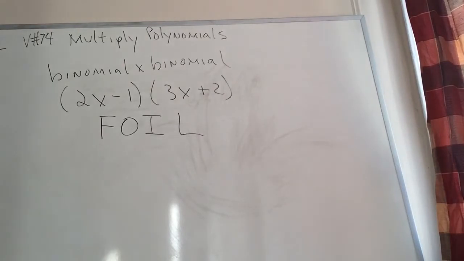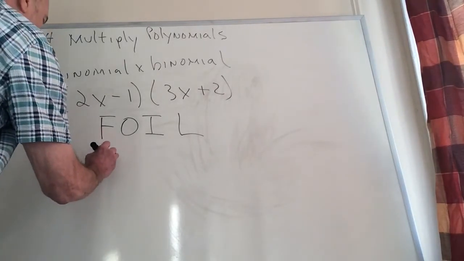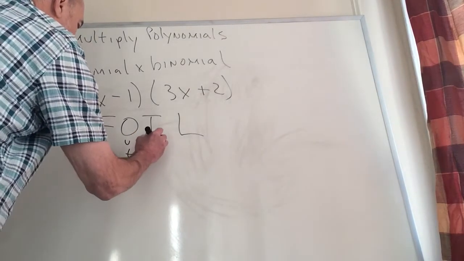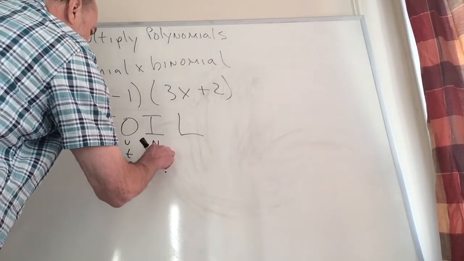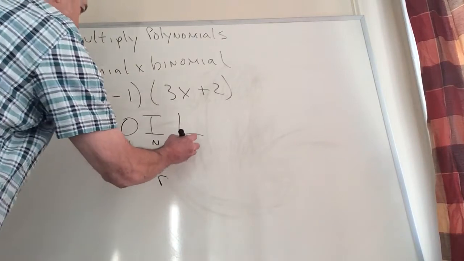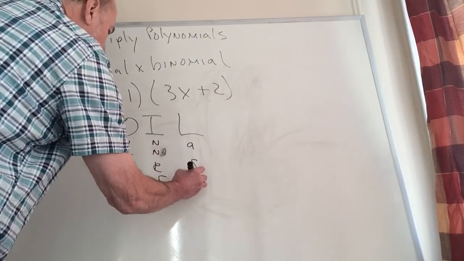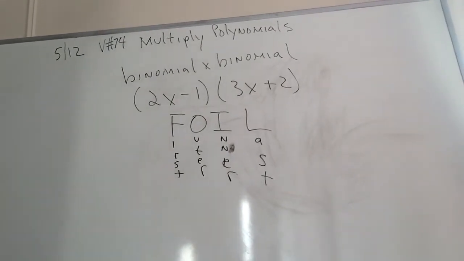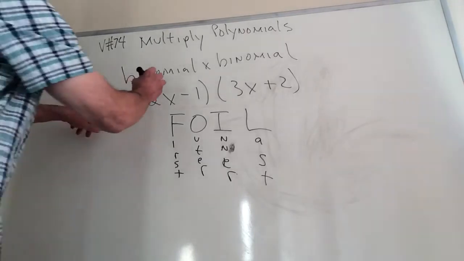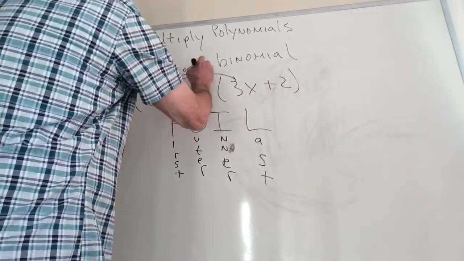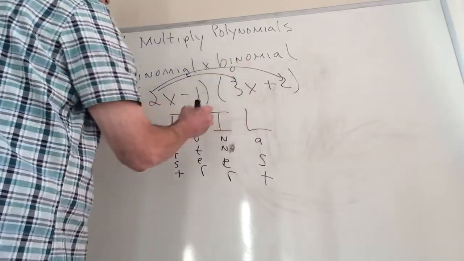So the FOIL method is only saying that you're going first, outer, inner, whoops, that's an I, okay, and then last. So it's just telling you how to draw your arrows. We've talked about it so many times. The arrows are the indication of multiplication. So there's first, put a little F there, and the arrow. There's outer, go right there, okay.